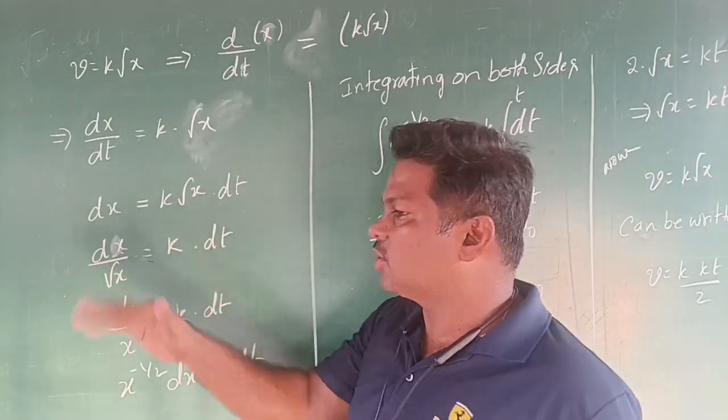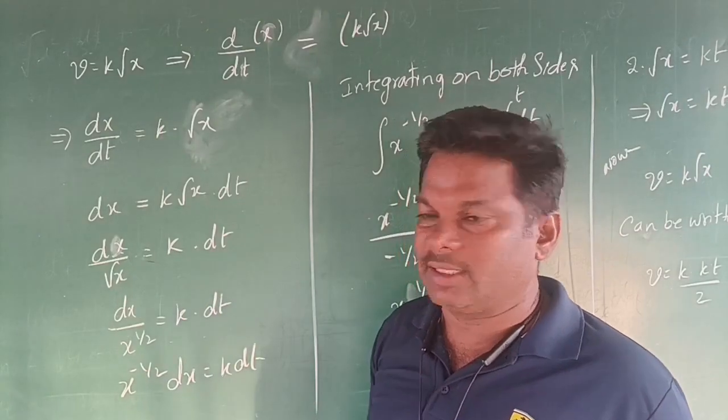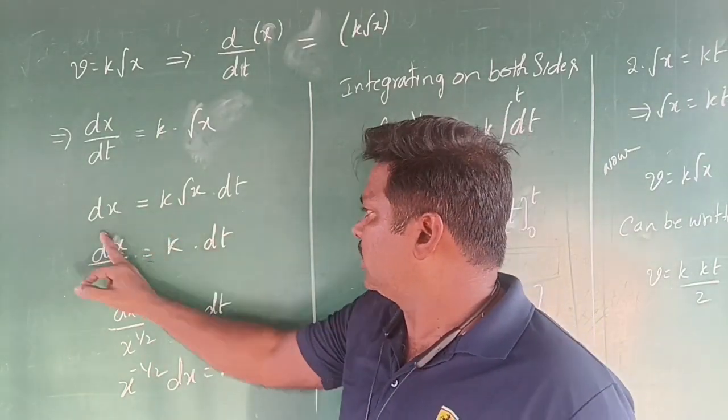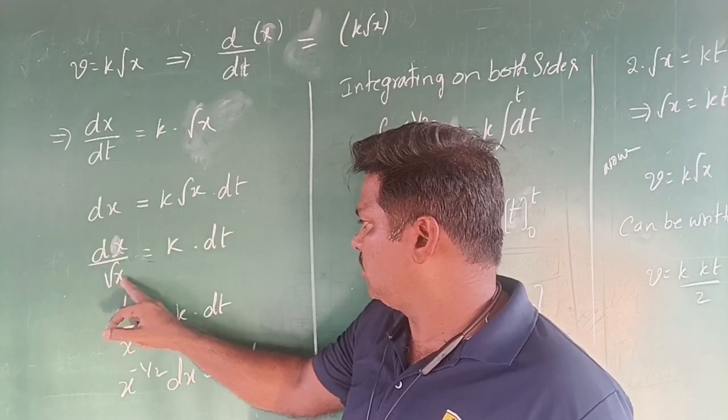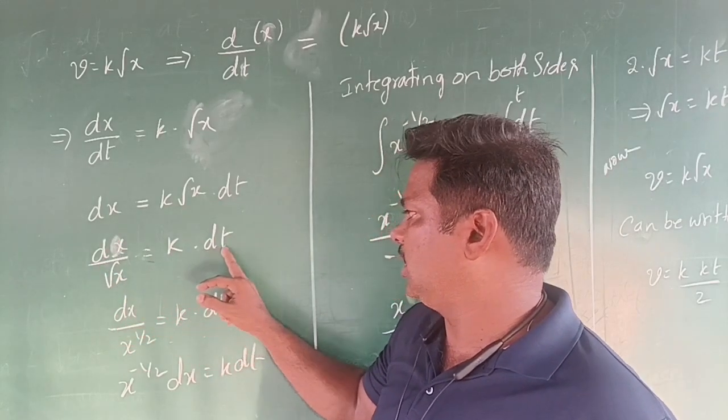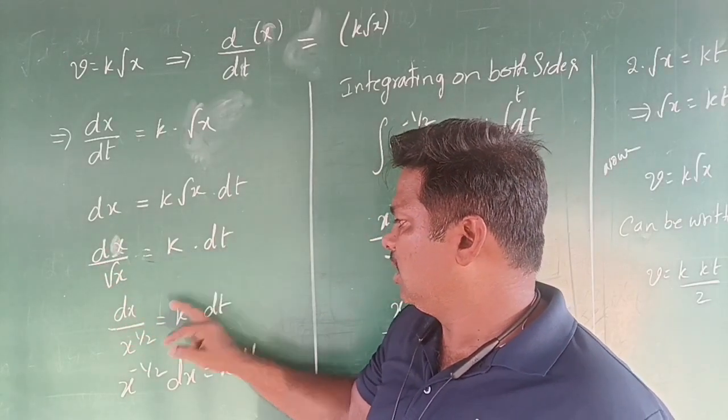Now bring these x terms on one side and constants on another side. Dx by root x. Look, this is the x term. Bring this on left hand side. Dx by root x is equal to k into dt.